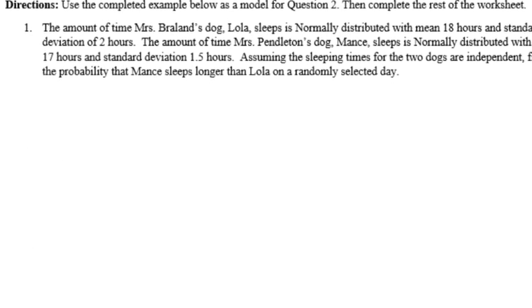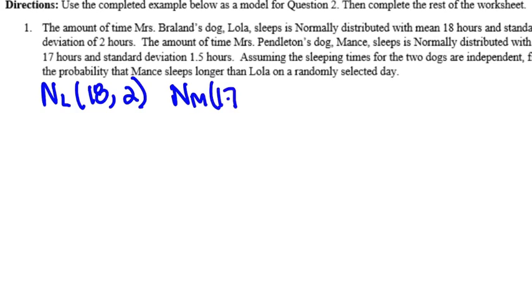The question says the amount of time Miss Braylon's dog Lola sleeps is normally distributed. Put a capital N, and this is for Lola, so I'm going to do a little L for Lola, with mean 18, standard deviation 2. Remember that notation from chapter 2, unit 1. Now Miss Pendleton's dog Mance is normally distributed, we'll use M for Mance. He sleeps 17 hours a day, standard deviation 1.5. That helps us organize everything. Assume the sleeping times for the two dogs are independent. Find the probability that Mance sleeps longer than Lola.